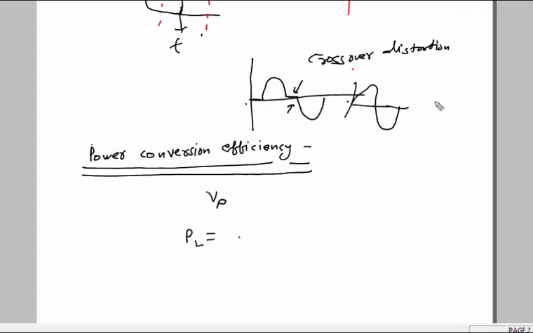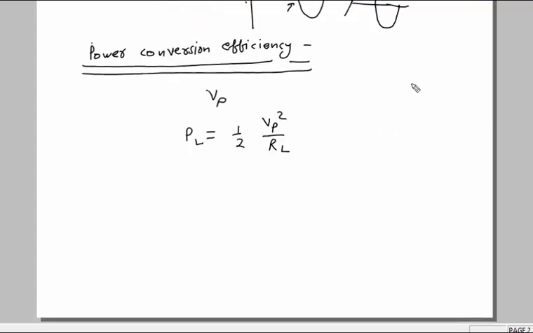So PL equals half Vp square by RL. Okay, so directly we wrote from the class A stage this average load power, because if we ignore the crossover distortion, it is the same as the class A power amplifier. Let it be equation number 3.